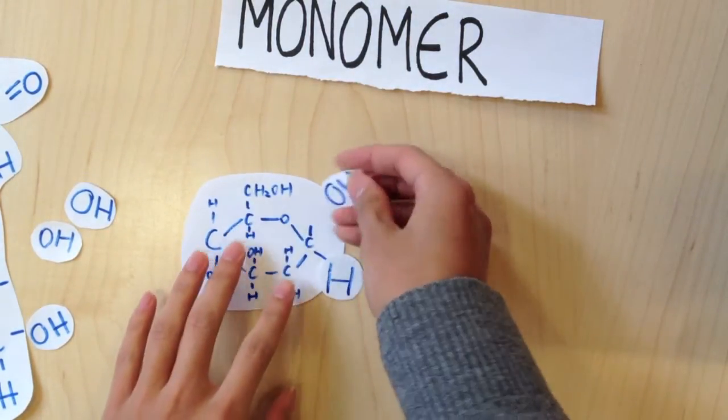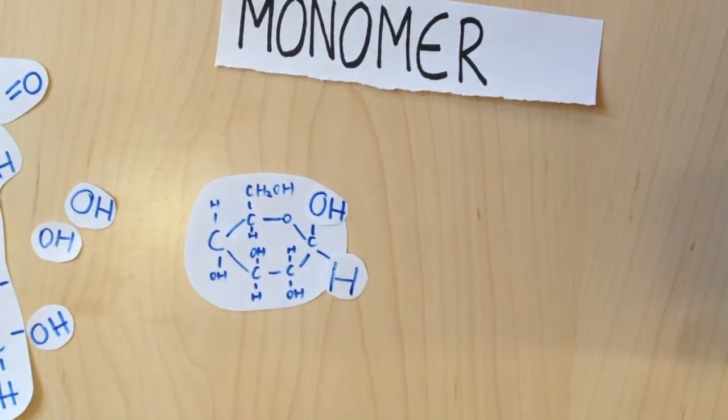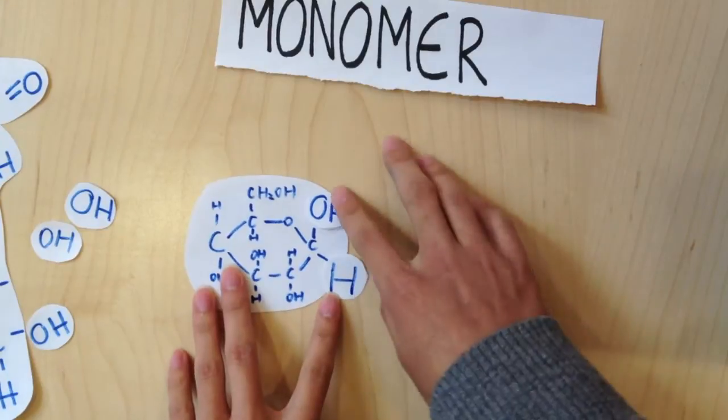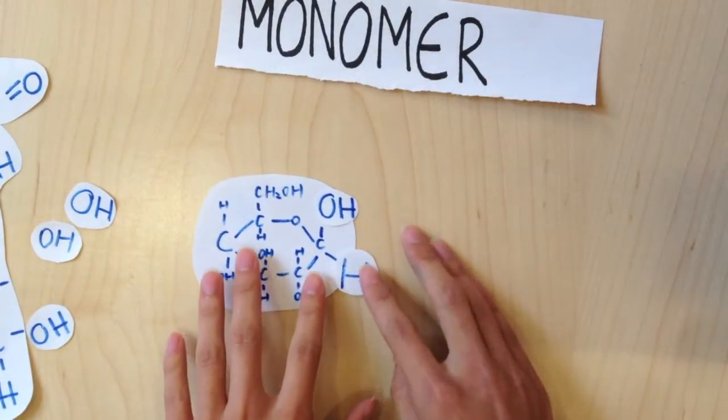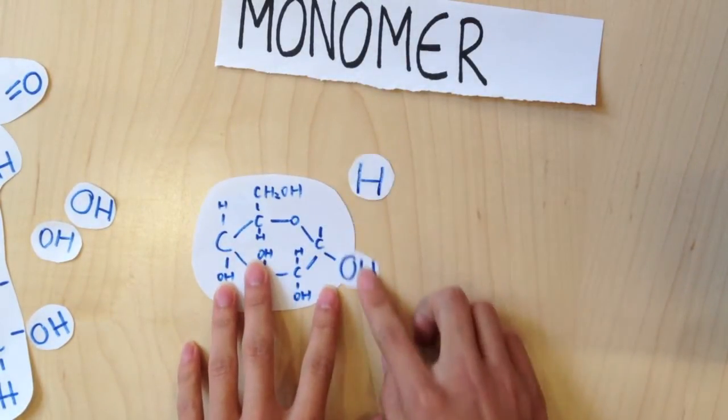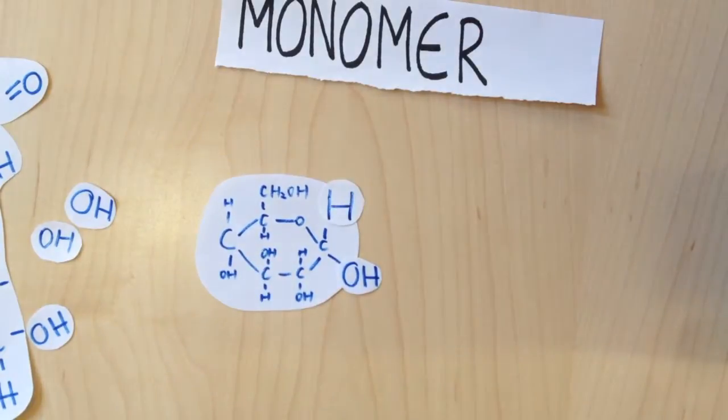This is actually a beta glucose, so if we have a beta, we have an alpha. But to form an alpha structure, what we need to do is to just switch the position of the hydrogen atom and the hydroxyl group. So this is an alpha glucose.